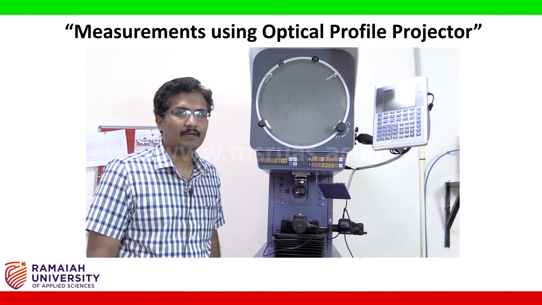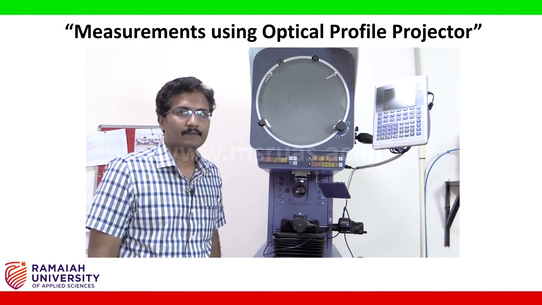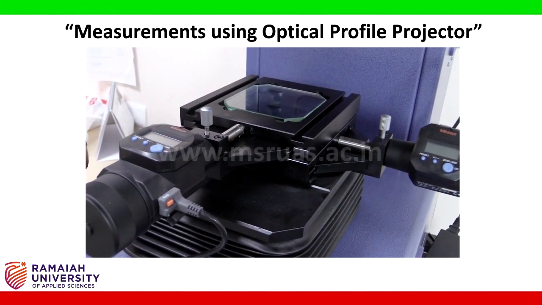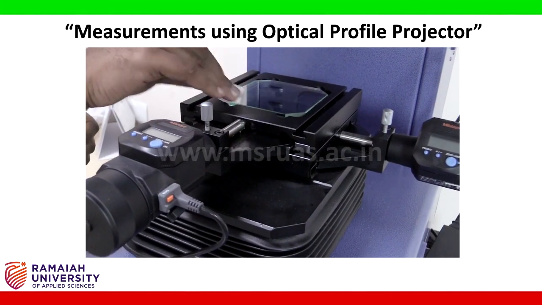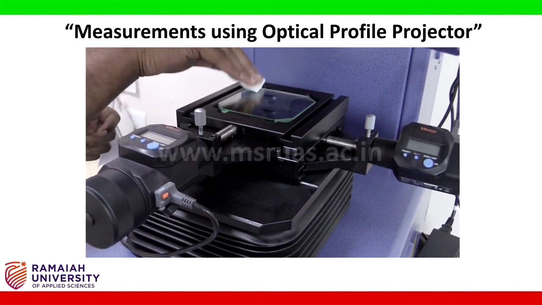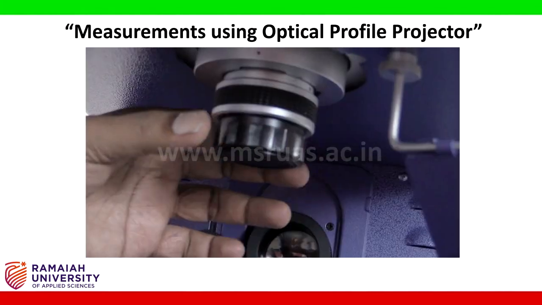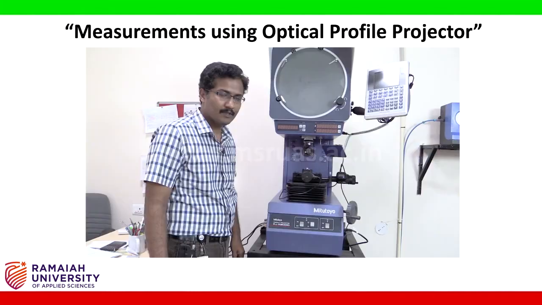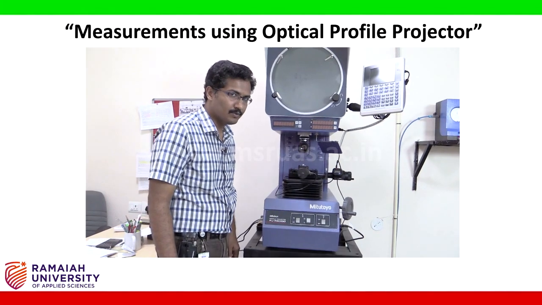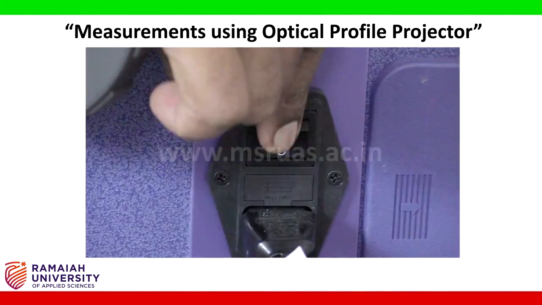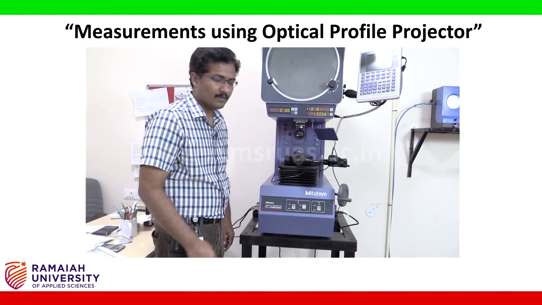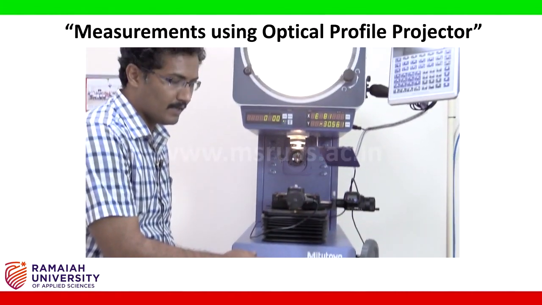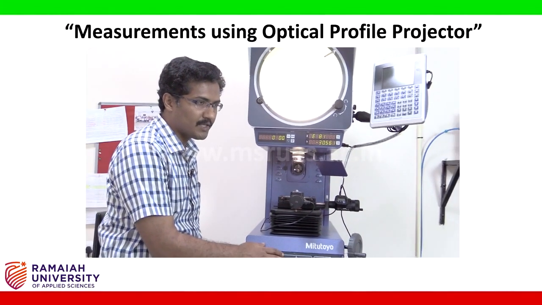Now let us start the experiment using the profile projector. Before starting the experiment, the first thing one has to do is to clean the XY stage glass using a soft tissue and then remove the projector lens cap. The next step is to switch on the main switch. Now switch on the contour illumination lamp and see that you are getting light on the projector screen.